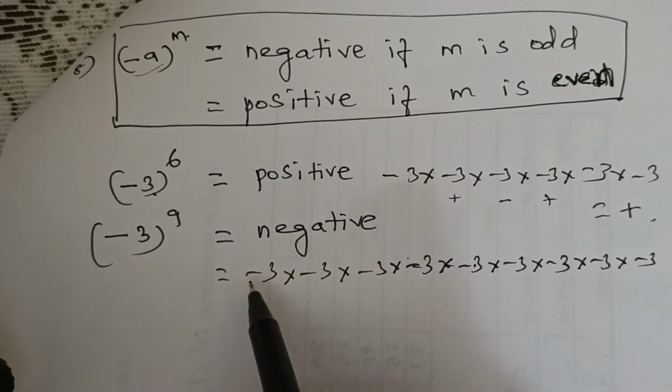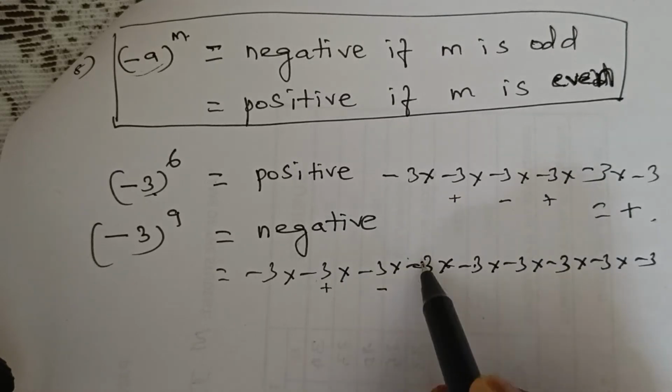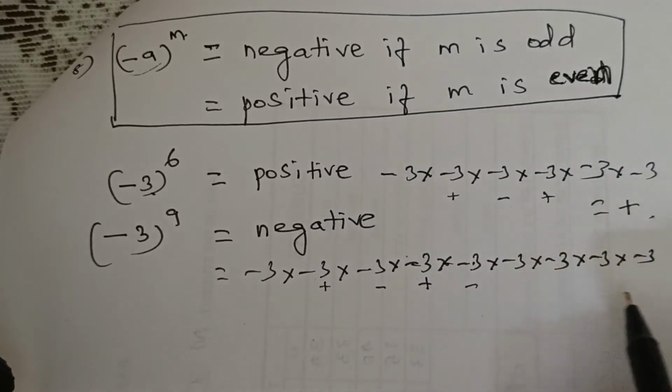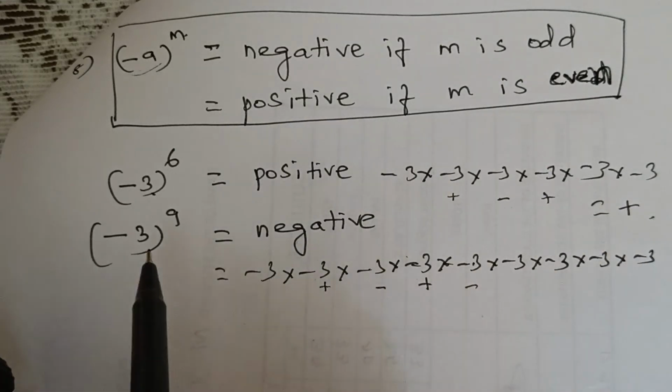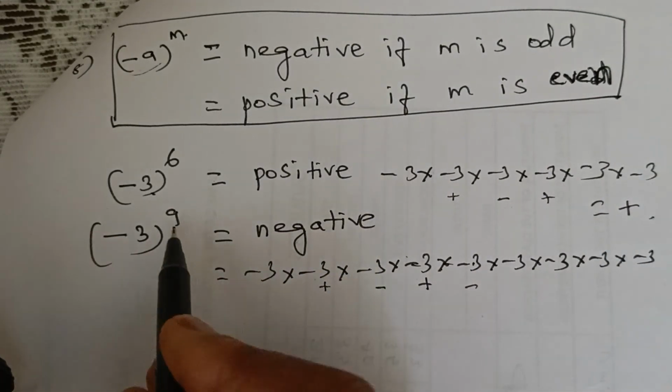If you don't have the rule, we have to multiply minus into minus plus, plus into minus minus, minus into minus plus, plus into minus minus. So confusing. And we need so much time also. And there is a chance of making careless mistakes also. So instead of that, we have a shortcut rule. That is the shortcut method.